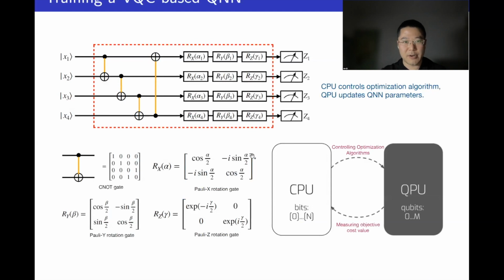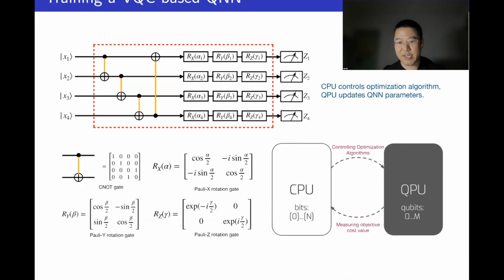So this is the training process of the variational quantum circuit. It's straightforward. It's just an interaction between the CPU and the GPU. The CPU controls the learning rate and when to stop the training process.